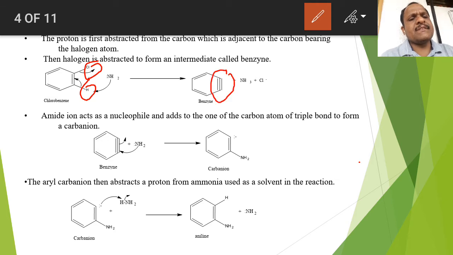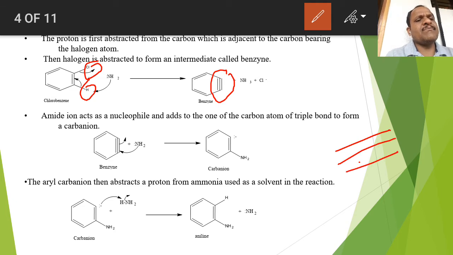You can see that in an alkyne there is a carbon carbon triple bond, right? So any compound which contains a carbon carbon triple bond is called an alkyne. But here in benzene, if such a triple bond is present, then it is called benzyne, formed with loss of ammonia and HCl. This step is very important. That means the formation of the benzyne intermediate from chlorobenzene by using sodamide as a base is very important to understand.